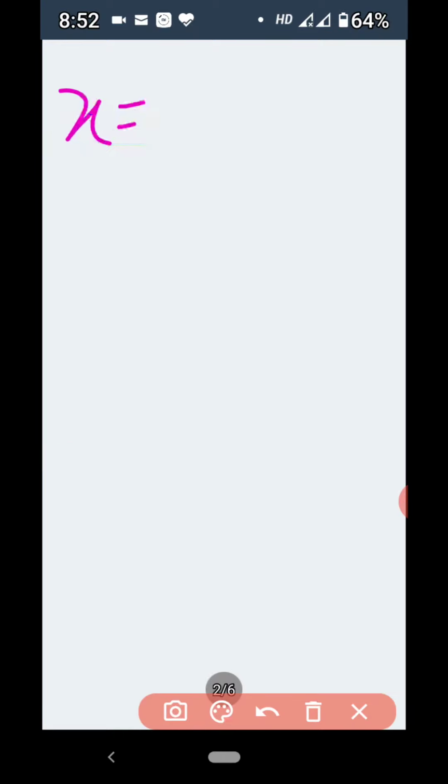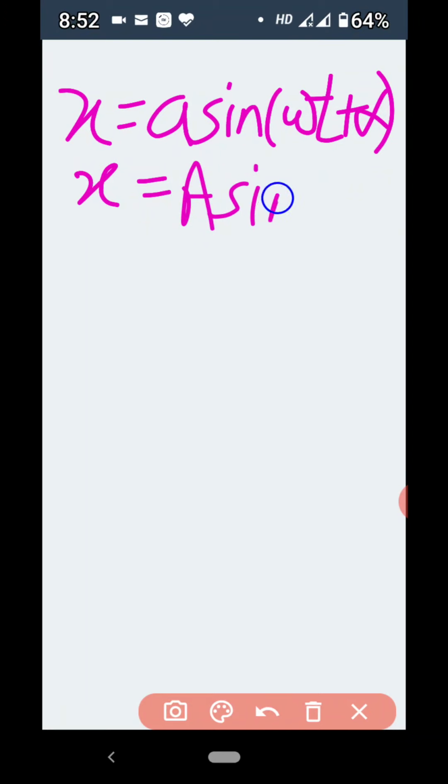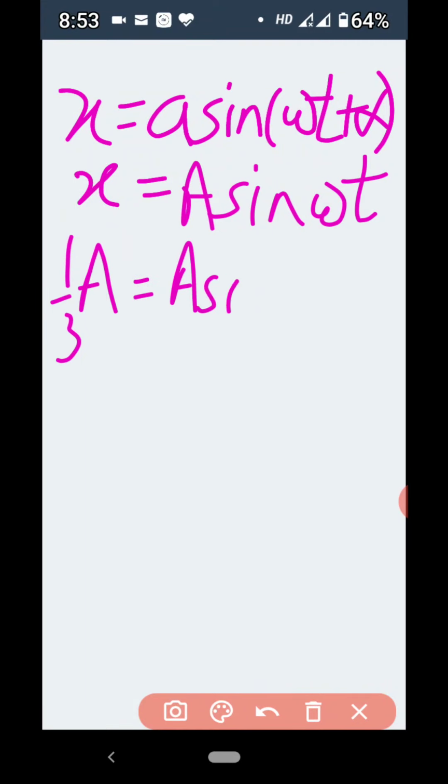We know that x is equal to A sine (omega t plus alpha). This is our general formula, but here alpha is 0. So let us take it as A sine omega t. For amplitude, let us take the symbol as big A. Now let us put the values which are given. Displacement x is 1/3 of that amplitude A sine. We can write this omega as 2 pi by T into small t.